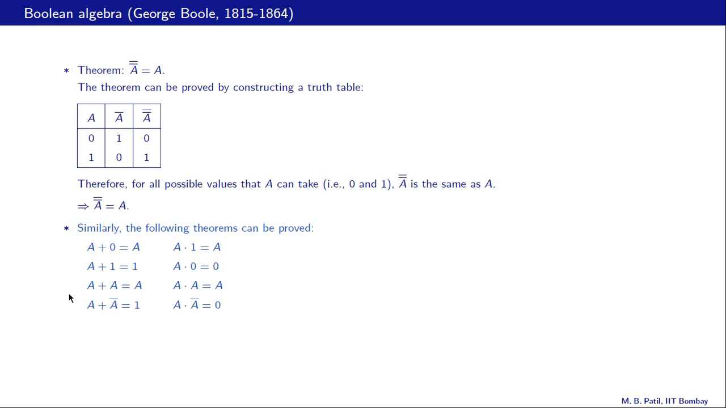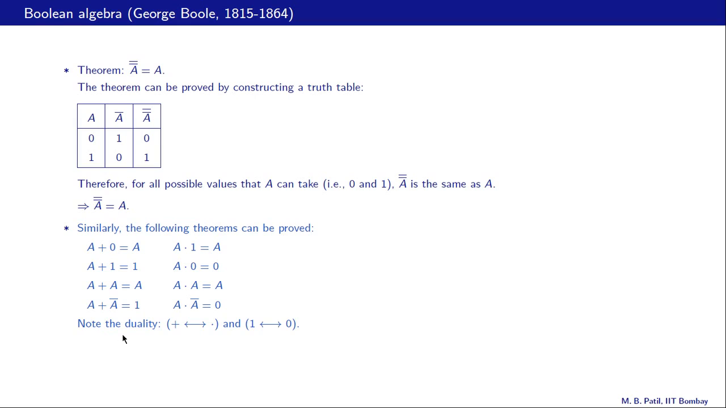Here are some more theorems. A or 0 is A, A and 1 is A, A or 1 is 1, A and 0 is 0, A or A is A, A and A is also A, A or A bar is 1, A and A bar is 0. These theorems will be useful to us when we evaluate logical expressions or minimize logical expressions and so on. So it is a good idea to go over them again.